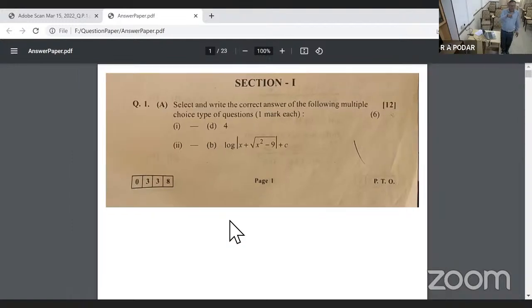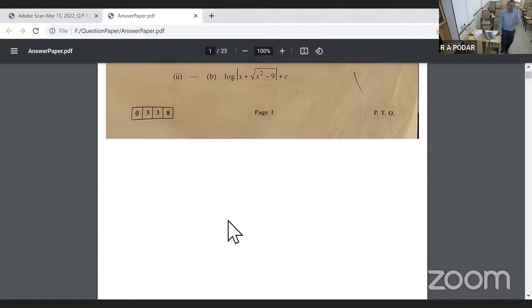So 4 is written. Then second question B, that is the log modulus of x plus under square root x square minus 9 plus C. So this is the formula. You should know the formula, then you can write the answer correctly. So B.